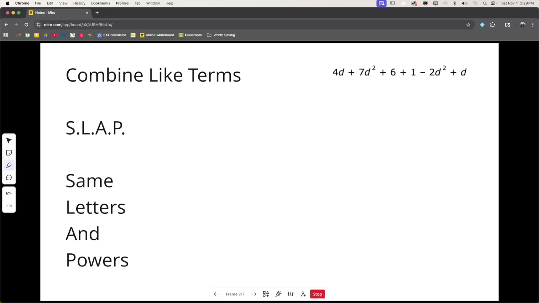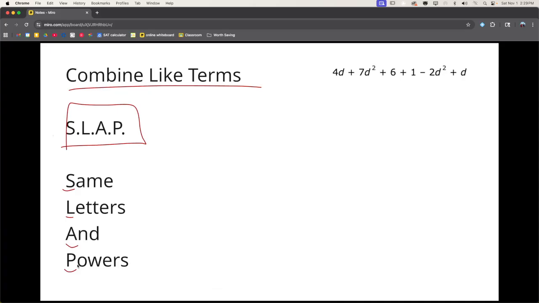So combining like terms, we're going to use what's called the SLAP method. SLAP stands for same letters and powers, right? SLAP, same letters and powers. So let's see how this works with our problem over here on the right-hand side. Let's start with the highest exponent. The highest exponent that I see in this problem is 7d to the second power.